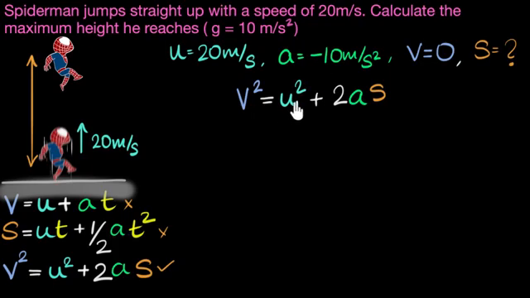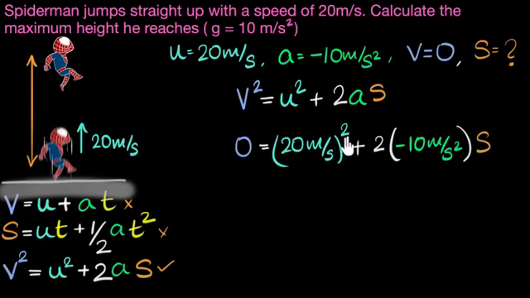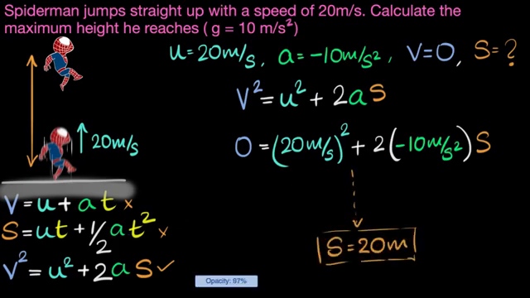And if we substitute these values, which I'm pretty sure you can do now, we will get 0 equals 20 meters per second squared plus 2 times minus 10 meters per second squared times s. And to save time, I'm pretty sure you can do this yourself. I'll tell you what the final answer turns out to be. If you simplify, you will get the displacement s to be 20 meters. That means Spider-Man reaches a maximum height of 20 meters. And so whenever things are falling under gravity, because they have a constant acceleration, we can always use the 3 equations of motion and solve our problems.